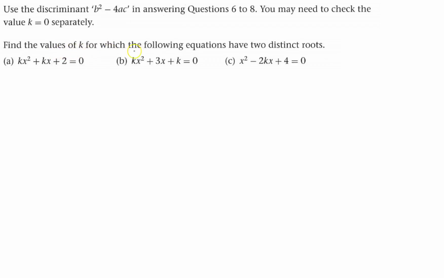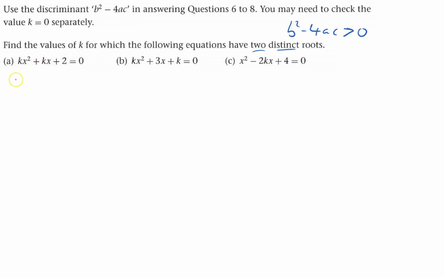Okay, so we've got to find the values of k for which the following equation has two distinct roots. That means the discriminant, b squared minus 4ac, has to be greater than 0. If it were to equal 0, there'd only be one repeated root. So here it'll be two distinct roots, so it's going to be greater than 0.